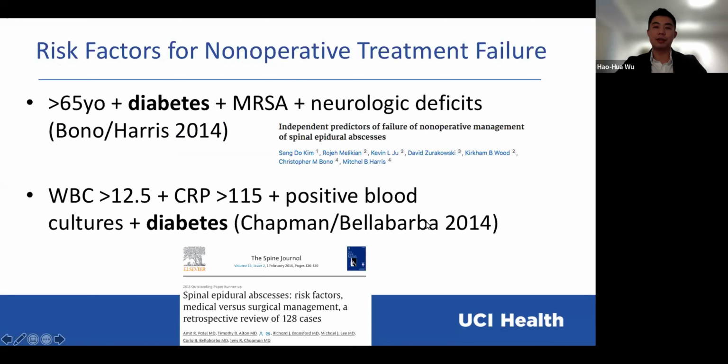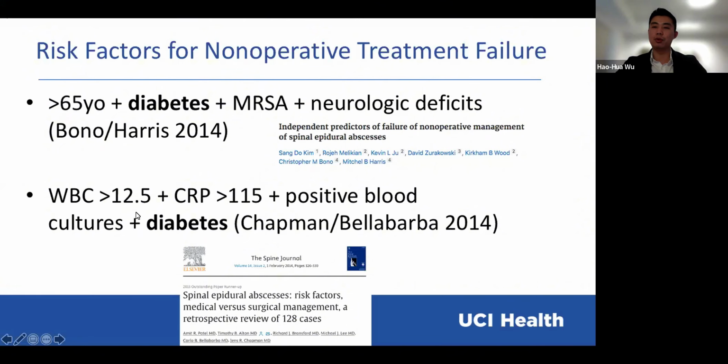First, this is one of our learning objectives as well. We have to understand the risk factors for non-operative treatment failure. If you're in the US, these are the 2 papers that are most frequently cited on your orthopedic surgery board exams. Both papers were published in 2014, one from Harvard with Chris Bono and Mitch Harris. They found patients who were over the age of 65, diabetic, had MRSA or methicillin-resistant Staph aureus, and neurologic deficits were more likely to have failure of non-operative management, particularly patients who had 3 or 4 of these 4 factors.